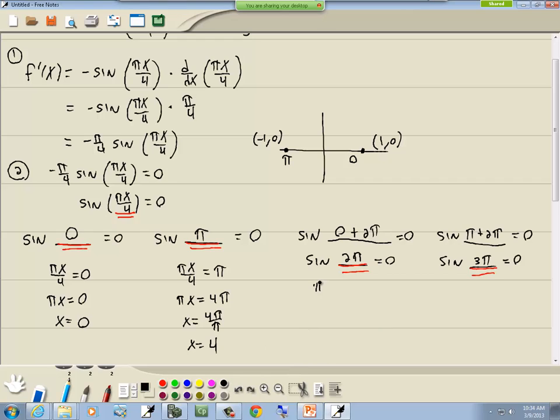So I got pi x over 4 is equal to 2 pi, and pi x over 4 is equal to 3 pi. On this one, I'll multiply both sides by 4, and we get pi x is equal to 8 pi. Now I divide both sides by pi, and we get x is equal to 8.